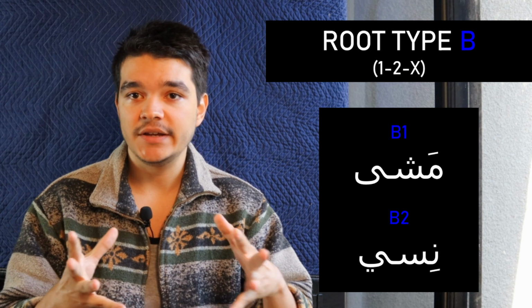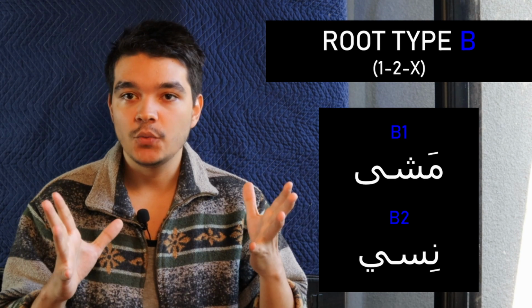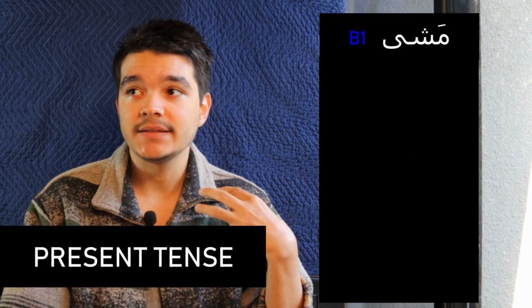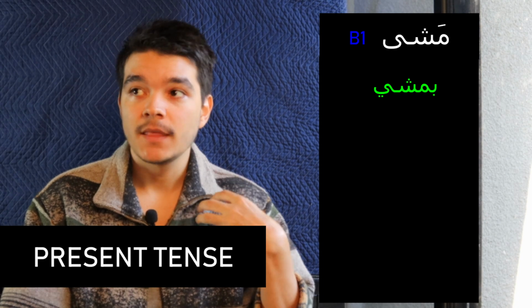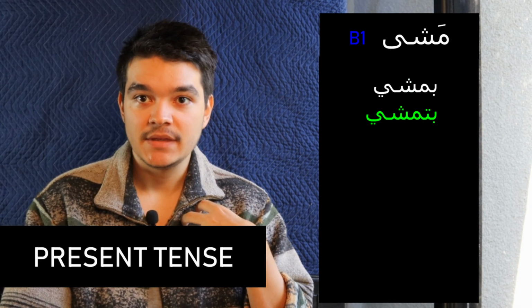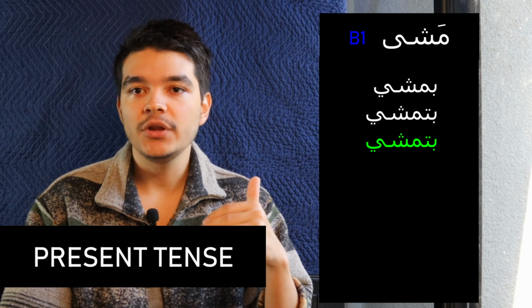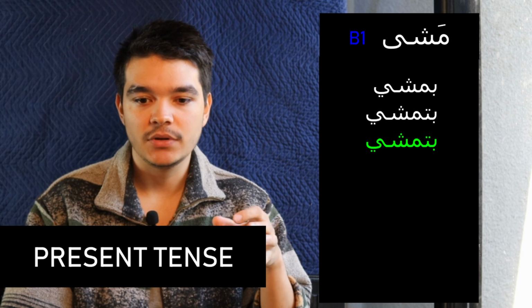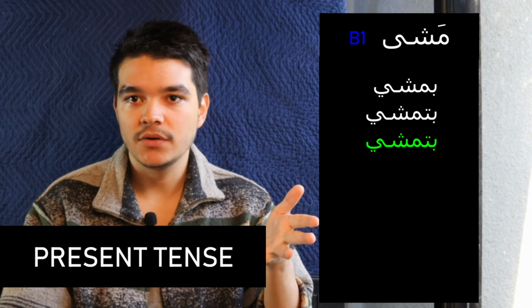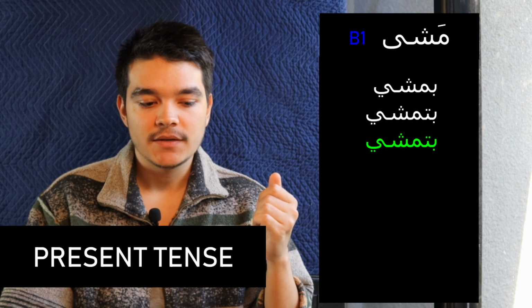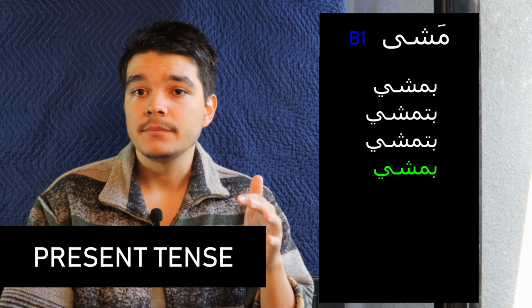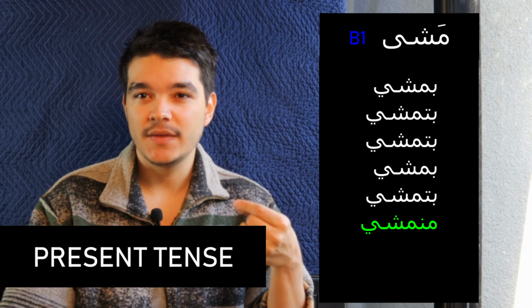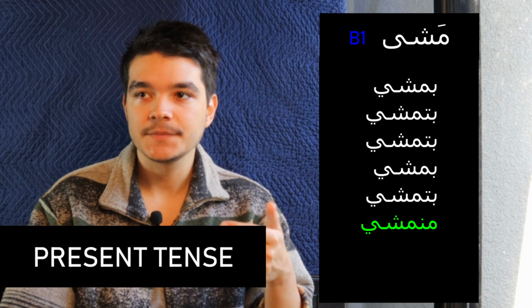Okay, let's do all the conjugations with these two examples, just so you can see what it all looks like. So for masha, in the present tense, it's ana bamshi, anta bitimshi, hiya bitimshi. So normally there would be an extra ya sound if you had something like bimsiki, for example. But here, because it's already ya, there's no change. You can't change that. So there's that. Now, huwa bimshi, hiya bitimshi, ehna mnimshi. Again, remember the M is preferable for us.